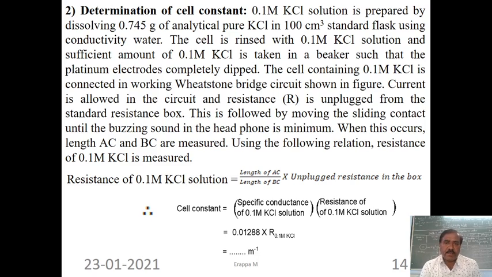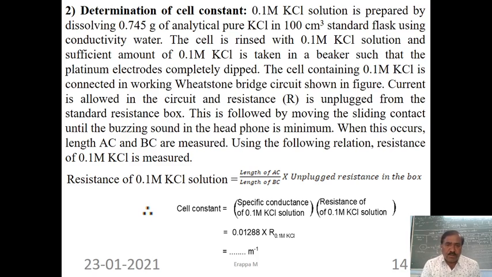The cell containing 0.1 molar KCl is connected in the working Wheatstone bridge circuit shown in the figure. Current is allowed in the circuit and resistance R is unplugged from the standard resistance box. This is followed by moving the sliding contact until the buzzing sound in the headphone is minimum. When this occurs, lengths AC and BC are measured. Using the following relation, the resistance of 0.1 molar KCl is calculated: resistance of 0.1 molar KCl solution is equal to length AC divided by length BC into the unplugged resistance in the box.